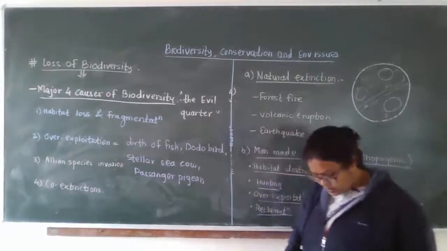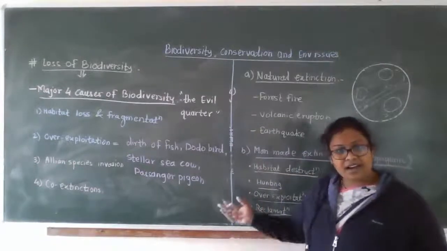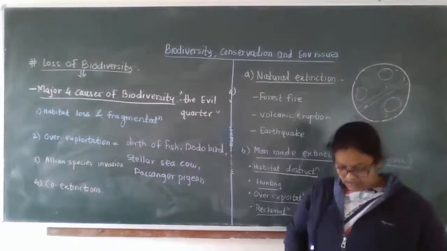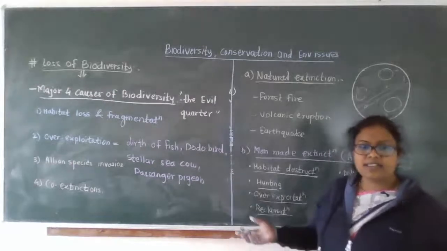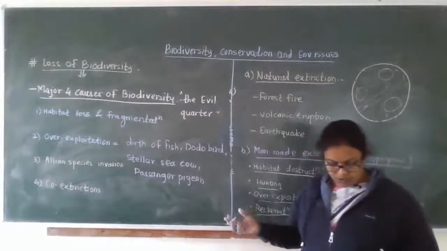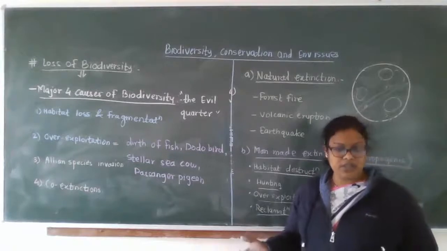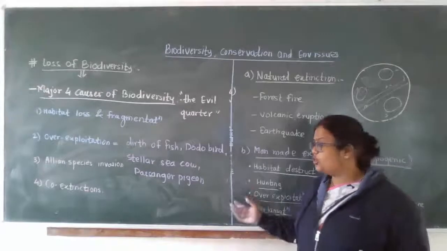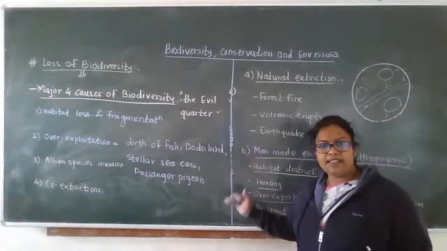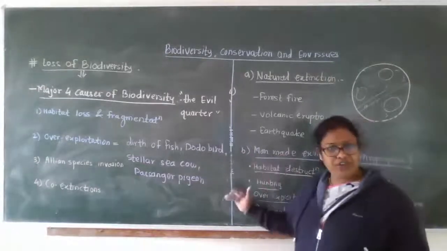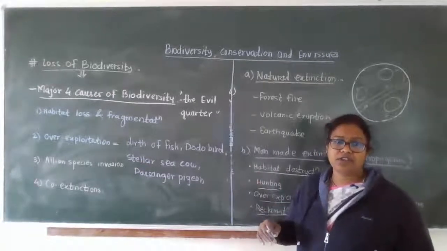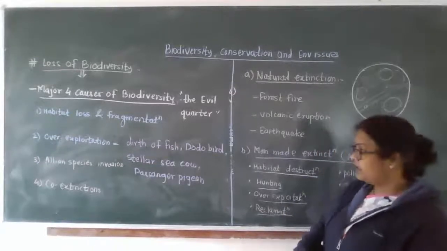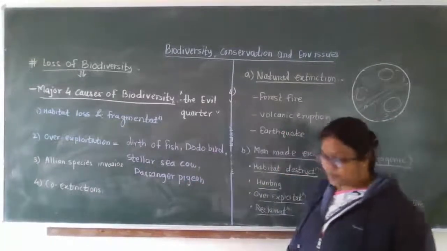Examples of this are carrot grass, which everyone knows, then lantana, and water hyacinth. Then predator fish, as well as in India, the African catfish was introduced, which reduced the Indian catfishes, and nowadays the number of Indian catfishes is reduced. These are the examples of alien species invasion.